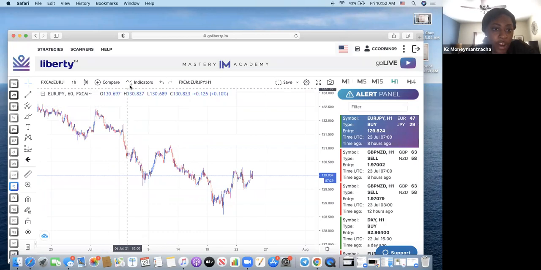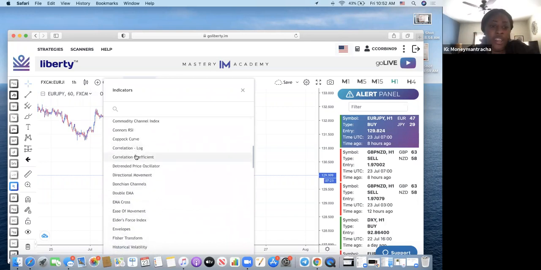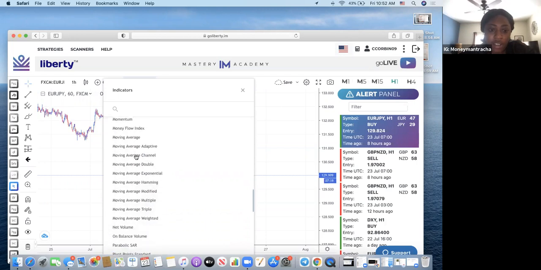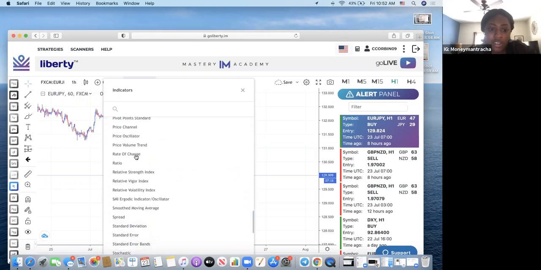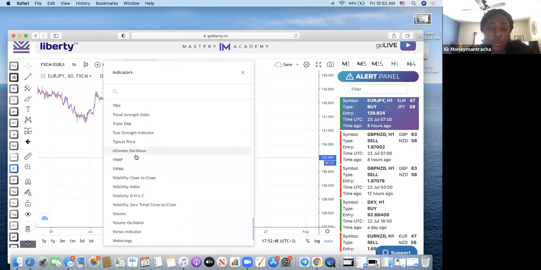What you would do right here is click indicators. Look at all these indicators, y'all. We work with 8 indicators on a daily basis, but look at all these indicators and different ways to look at the market. It's literally endless. So you can figure out what works for you.